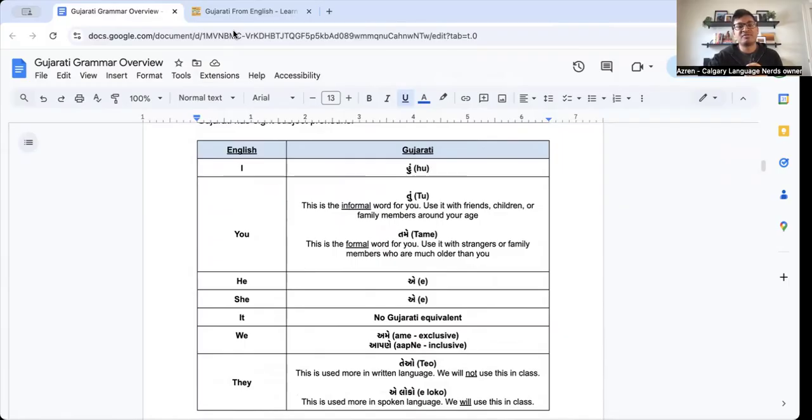We have other variants for the word he and she as well. We could say te, we could say e in some dialects. We have some other variants there, but e is kind of like a standard word that many people use.